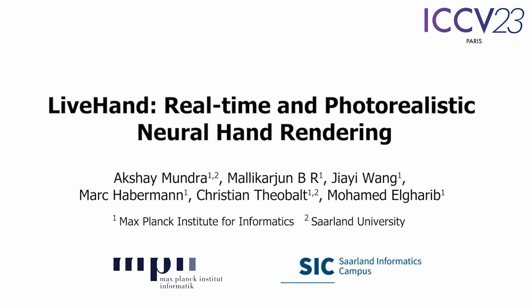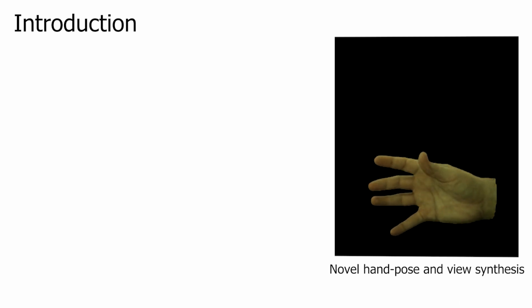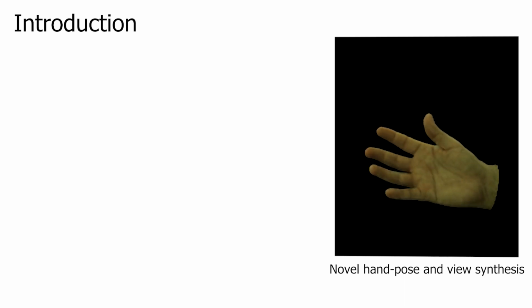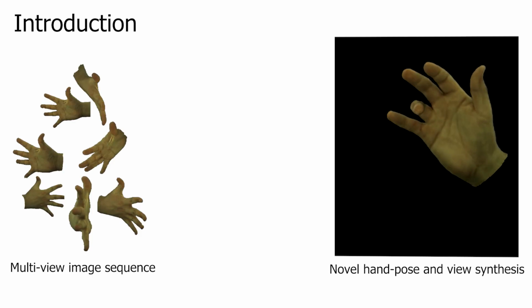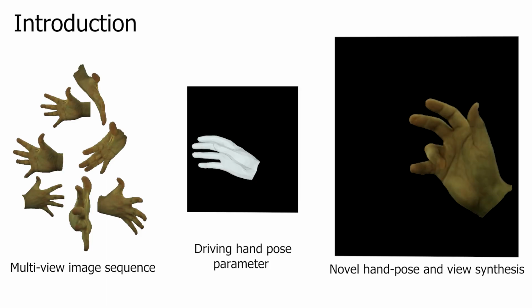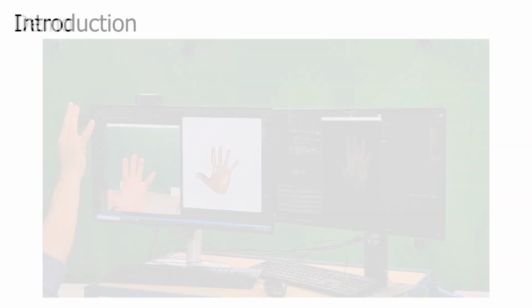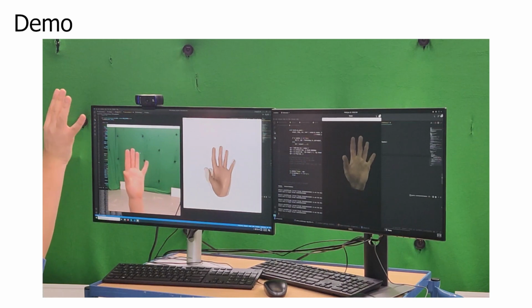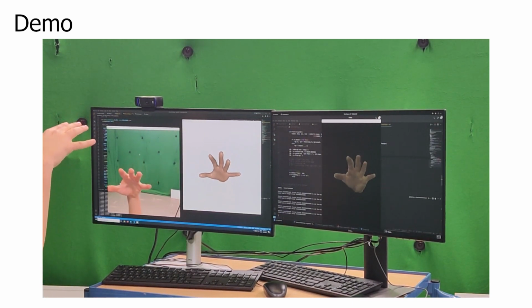We present real-time and photorealistic neural hand rendering. Our approach is the first method for real-time neural hand rendering under novel camera and hand poses with unprecedented photorealism. It is trained using multi-view image sequences and, at test time, the hand model is driven using hand pose parameters. We also implemented a live demo where the tracked user's hand drives the pre-trained model, photorealistically in real time for the first time in literature.